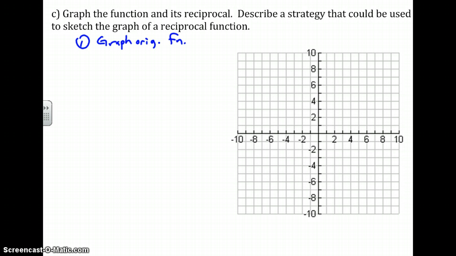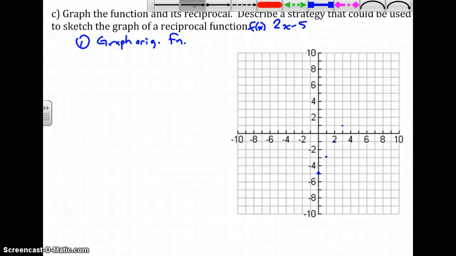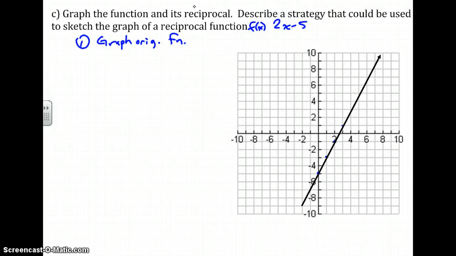Well, the original function was 2x minus 5. So to graph that, that's just a line, y-intercept of negative 5, and a slope of 2, so up 2 over 1, up 2 over 1, up 2 over 1. Right, and then put a line through that. So something like that. That's our original function, y equals 2x minus 5.